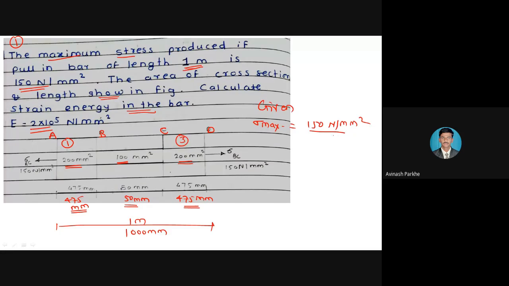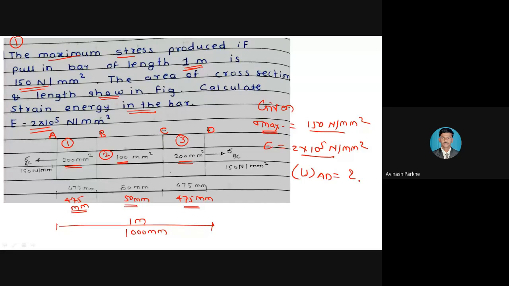Only one stress is given and the word is maximum stress. Okay. Then capital E is equal to 2 into 10 raised to 5 Newton per mm square. And we have to calculate the total strain energy stored in the bar, that is U of AD. Now, I will ask one question. Whatever the maximum stress sigma max is given, is this sigma max applicable for section number 1, section number 2 or section number 3? Please tell me the answer.